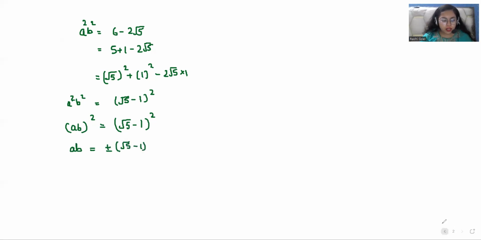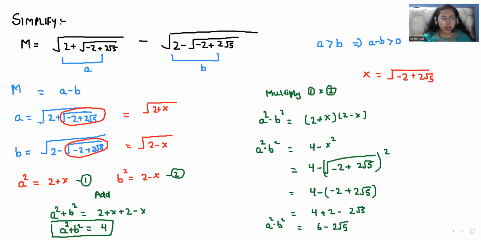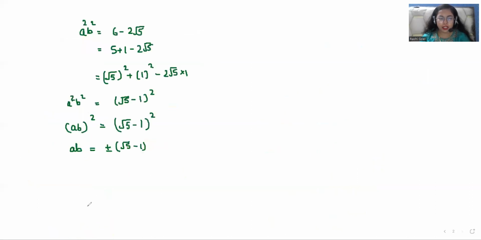So as you can see, both numbers A and B are square roots. That's why in A there is a square root and in B also a square root. That means both numbers are positive, so we can eliminate the negative value. So the value of AB is root 5 minus 1.